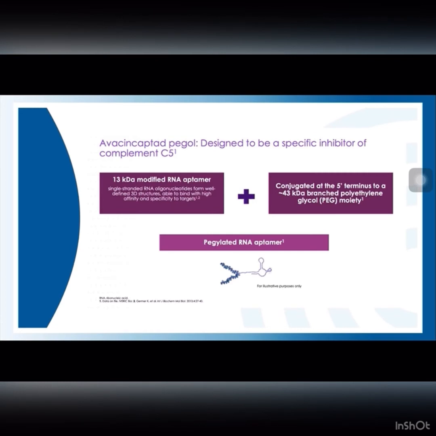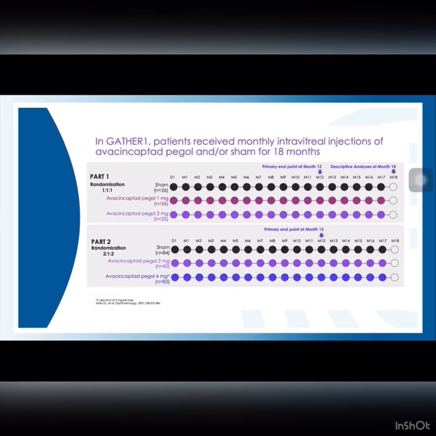The next molecule I want to talk about is avacincaptad pegol. This molecule is designed to be a specific inhibitor of complement C5. This is a pegylated RNA aptamer. We have seen the data from the GATHER1 study, and we expect the data from the GATHER2 study in the near future. I'll be sharing the data from GATHER1 and the design for GATHER2.